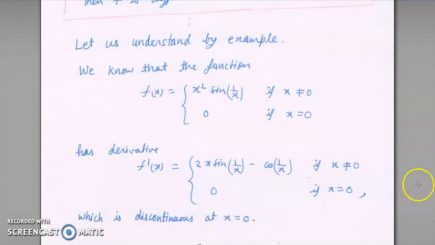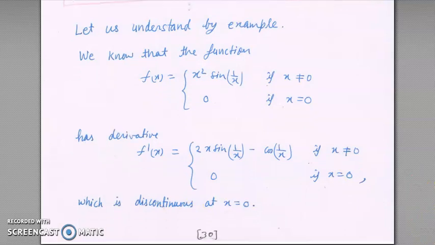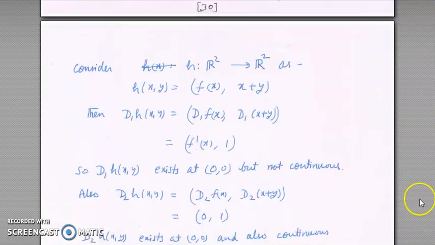Now let me introduce a two variable function. Suppose h is a function from R2 to R2 and h(x, y) is equal to (f(x), x plus y). Now I want to check whether this function is differentiable at origin or not. If this function satisfies the sufficient condition of the theorem, then this function will become differentiable. So let us check it.